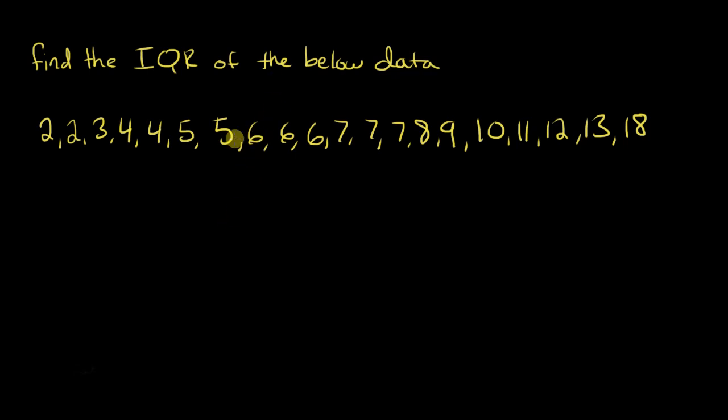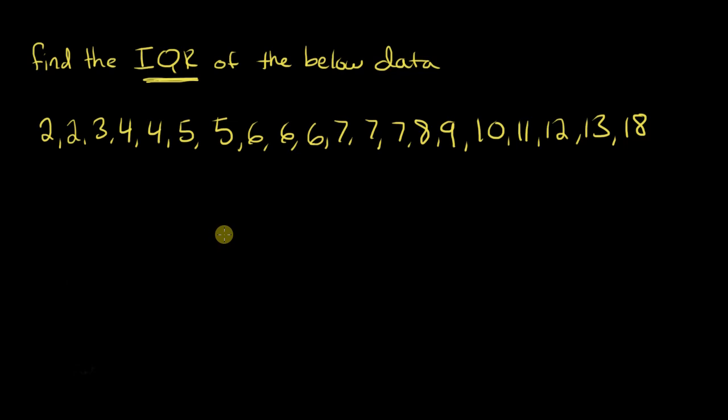Alright, in this video I'm going to discuss how to find the IQR, or the interquartile range, of this data set, and I have 20 observations here. I'm also going to show how to do this in Excel, and I'm going to show that the answer that you get in Excel is different than the answer that you get when you do it by hand.